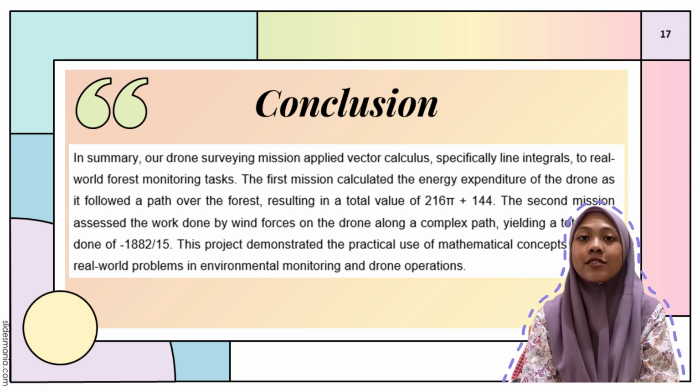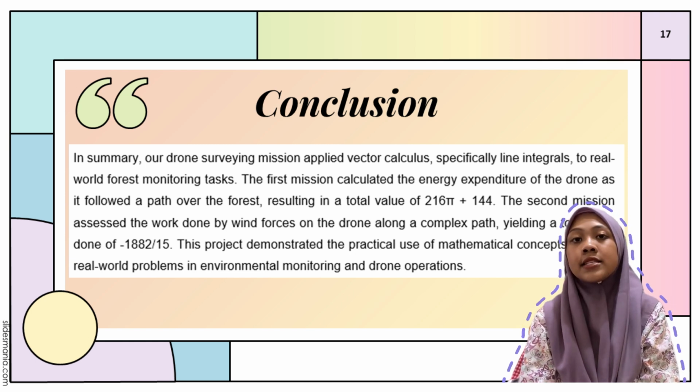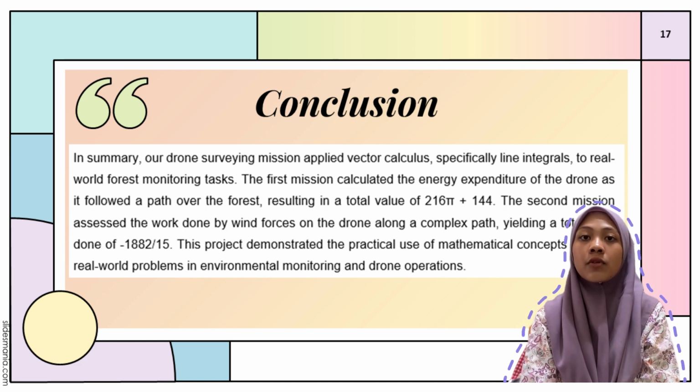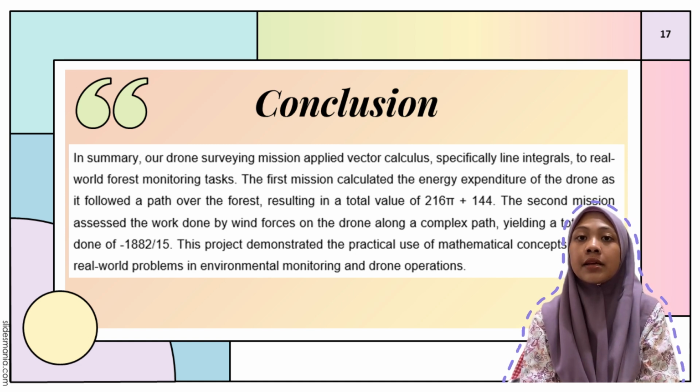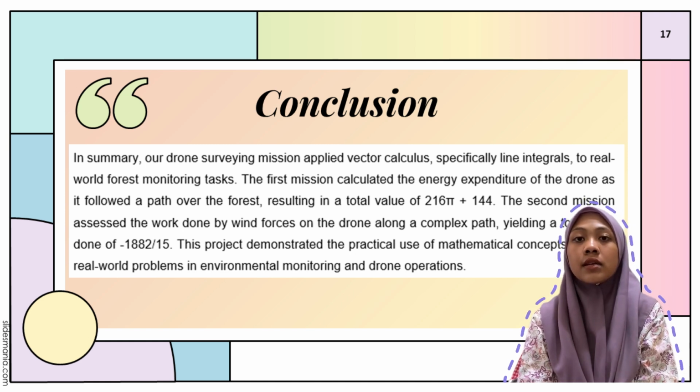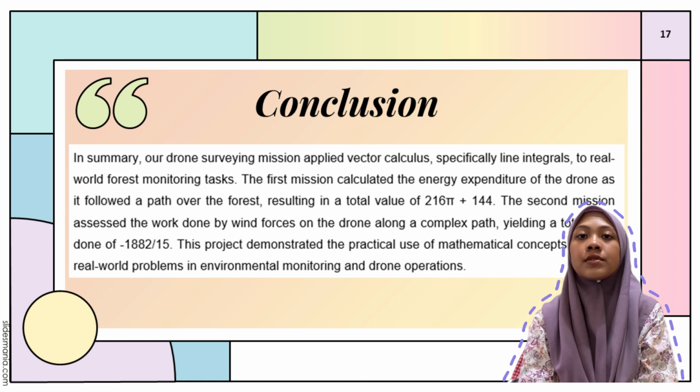In summary, our drone surveying mission applied vector calculus, especially line integrals, to real-world forest monitoring tasks. The first mission calculated the energy expenditure of the drone as it follows a path over the forest, resulting in a total value of 216 pi plus 144. The second mission assessed the work done by wind force on the drone along a complex path, yielding a total work done of -1882 over 15. This project demonstrates the practical use of mathematical concepts to solve real-world problems in environmental monitoring and drone operations.